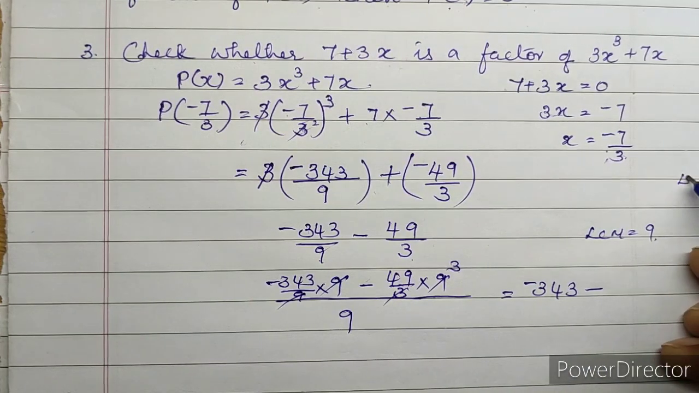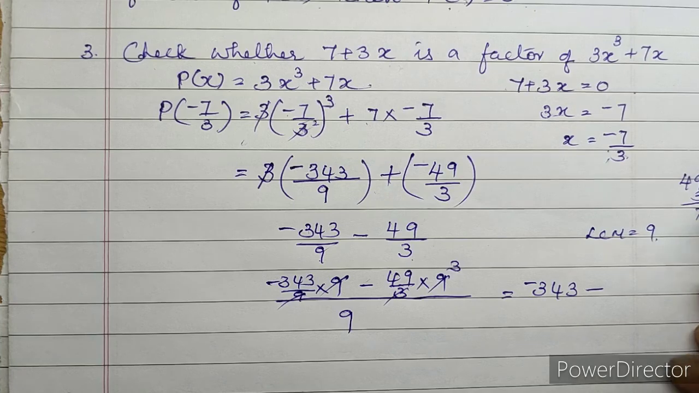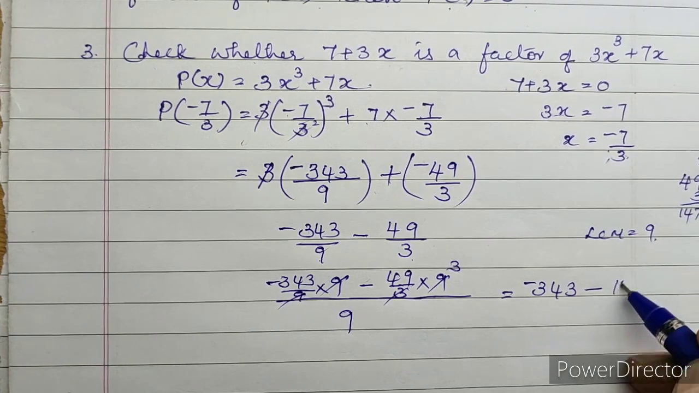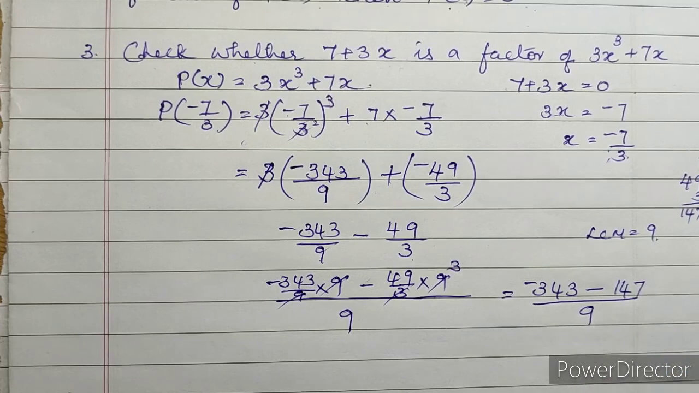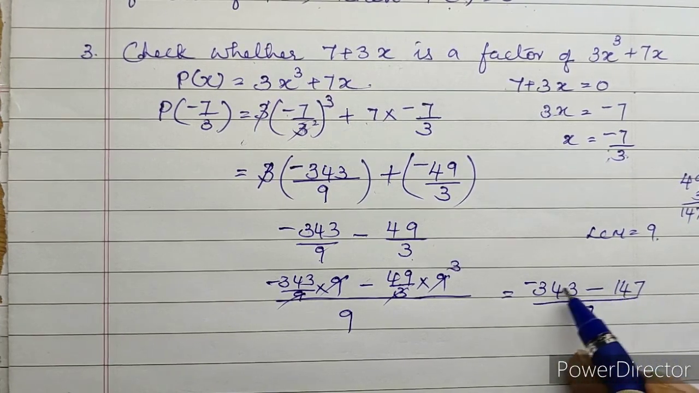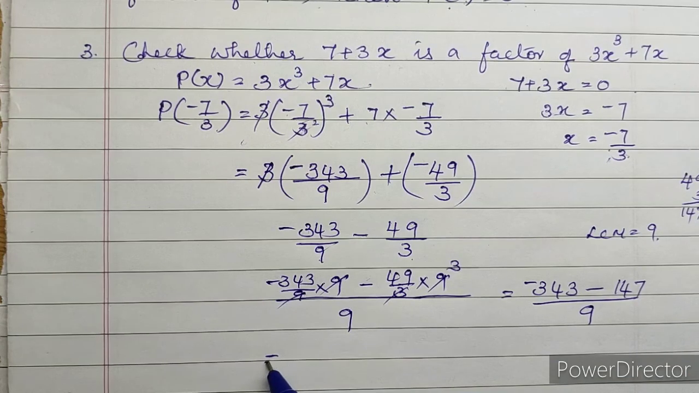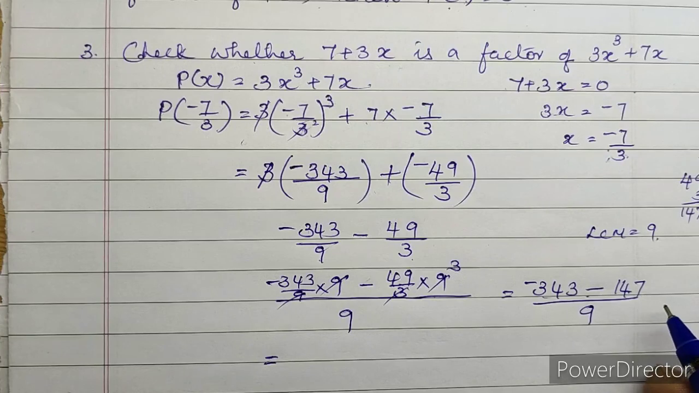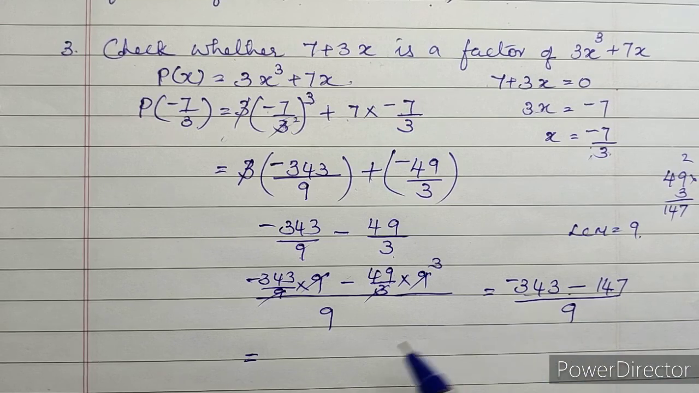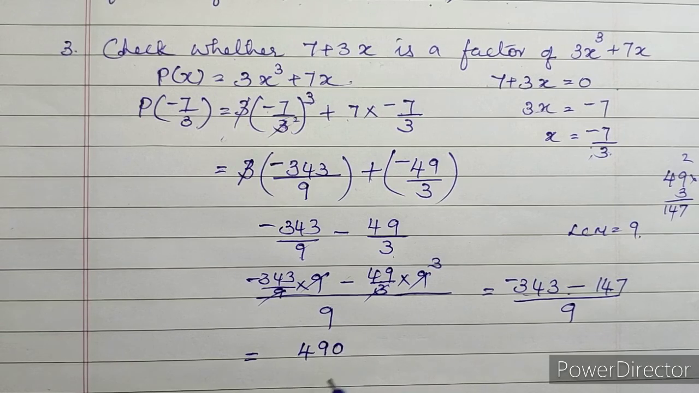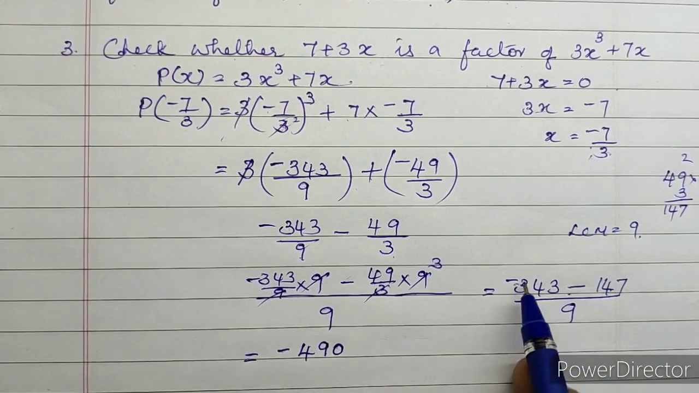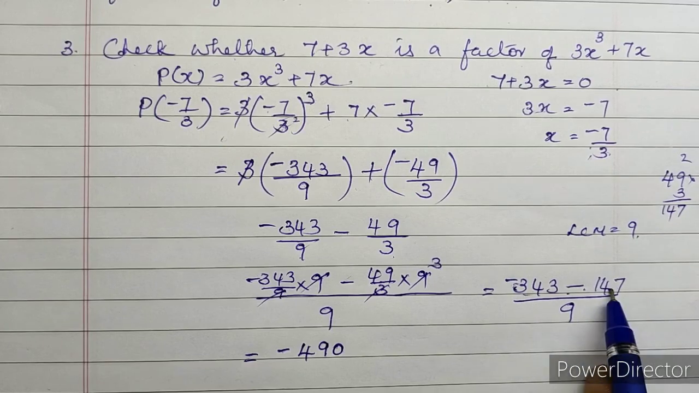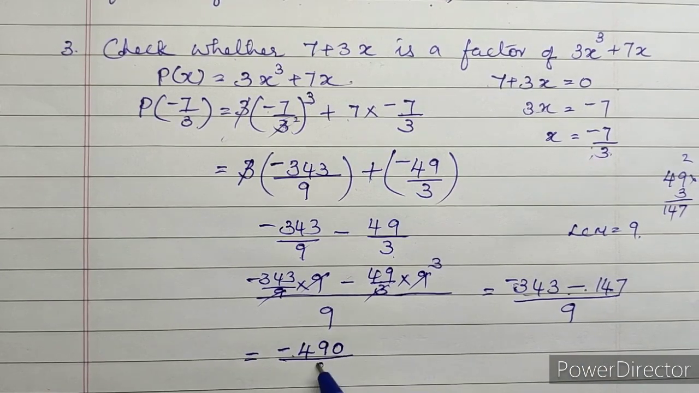How much will it come? 49 into 3, 147, divided by 9. So both also have negative sign, so you have to add. So that is equal to minus 343 minus 147. Both you have to add. 343 plus 147 is 490. Sign is negative. Both are negative means you should add the numbers and put a negative sign, divided by 9.